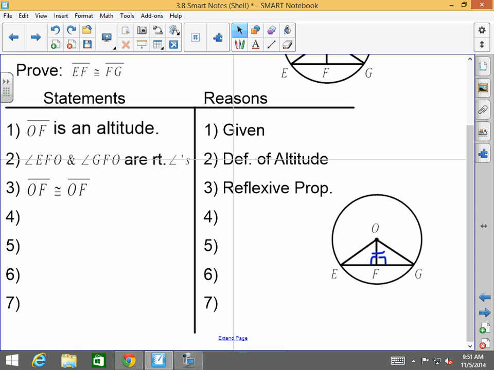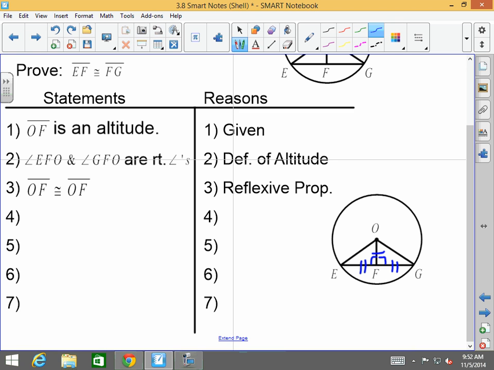Think about it. Whenever we're dealing with right triangles, we have the possibility of doing HL. Now look, if you did say that they were congruent, do you have any way of proving that EF is congruent to FG? Is there any way for you to prove that? So what would the use of proving that angle OFE is congruent to OFG be? You cannot prove that because of side angle side, because there's no way to prove that EF is congruent to FG.